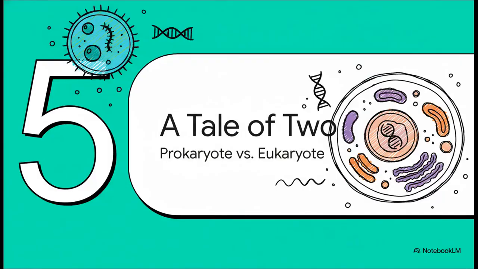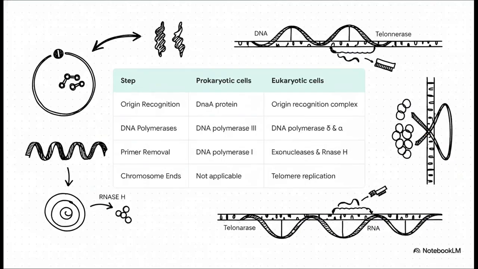So that is the beautifully efficient system in E. coli. But how does this stack up against more complex organisms? That brings us to our final section, A Tale of Two Cells, where we'll compare that prokaryotic simplicity with eukaryotic complexity. So while the basic principles are the same, you still unwind the DNA and copy it, the actual machinery is different. You can see here, instead of that DnaA protein, eukaryotes use a big multi-protein group called the origin recognition complex, or ORC. They use different DNA polymerases like delta and alpha instead of polymerase 3.